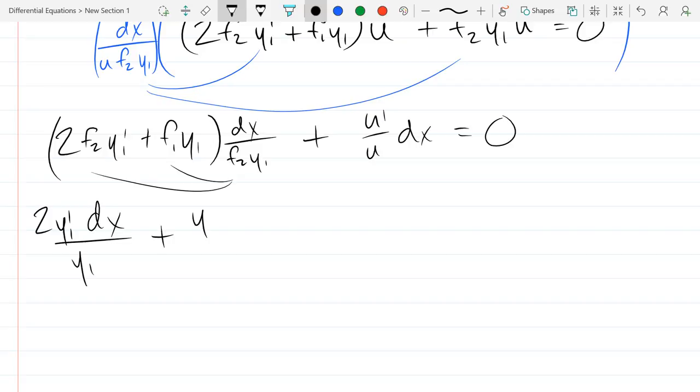Plus y1 dx over f2. Oh, thank you. Uh-oh, did we mess up somewhere? The f2 cancels in the first term, but where did the f1 go in the second term? Nowhere. Oh, I canceled the y1. So F1 is, there we go. Does that work? All right.